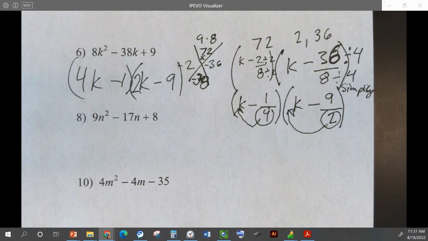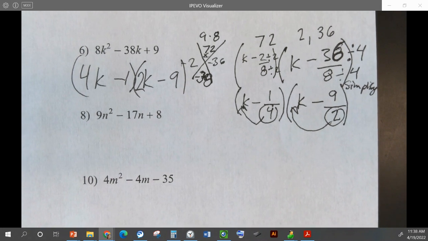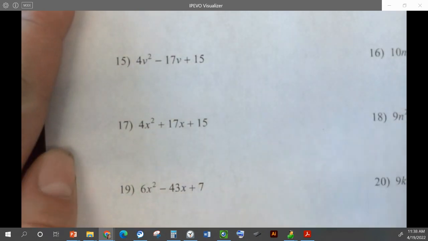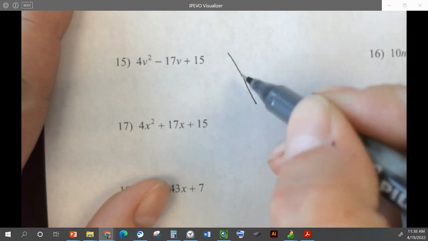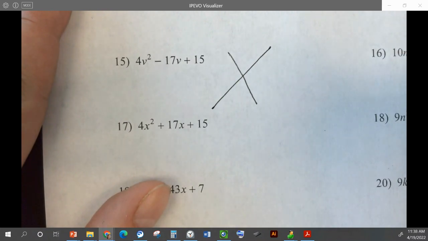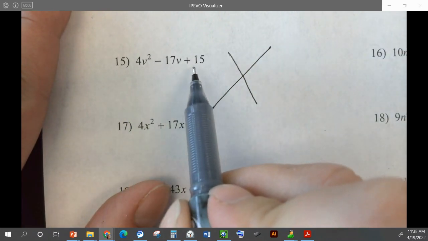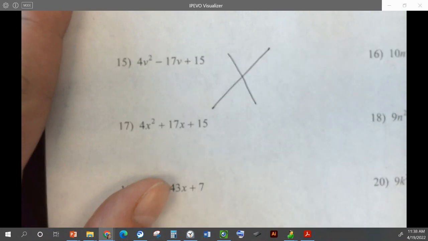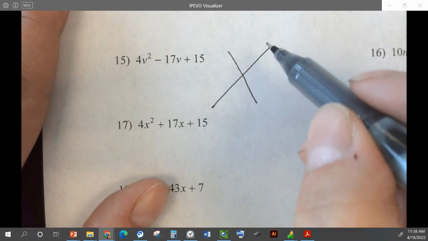All right, let's do at least one more together. So look through there. Are there any more that you want to do together before work time? 15. Okay, let's jump down to 15. So other side, down here. Okay, this is a good one. All right, so we need to figure out what goes on the top here. Now we need to figure out what goes on the bottom. So what goes on the top of our x?